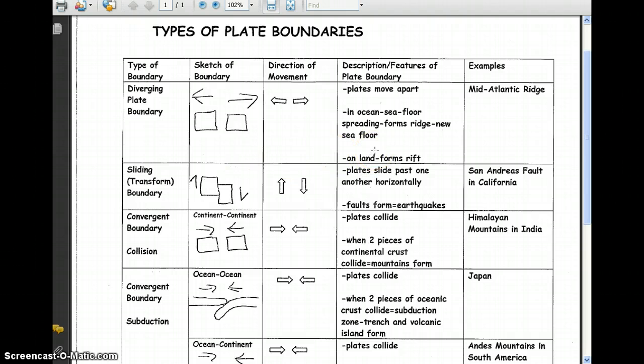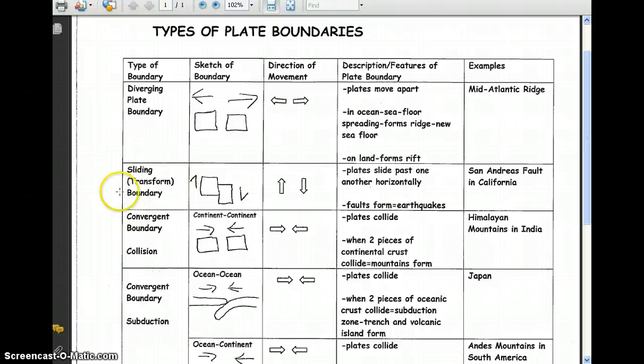In the ocean, this is called seafloor spreading, and what forms is a ridge, which is new sea floor. On land, a rift forms. An example of a divergent plate boundary is the Mid-Atlantic Ridge that runs through the middle of the Atlantic Ocean. On land, an example would be Africa and the Arabian Peninsula. Those two pieces of land have spread apart, and the Red Sea has filled the land in between.